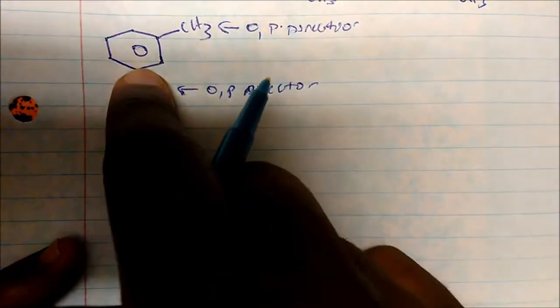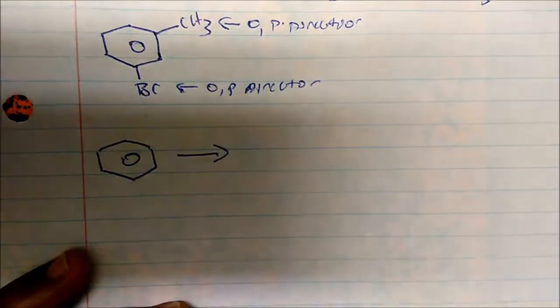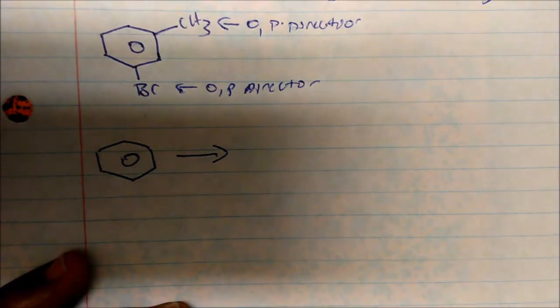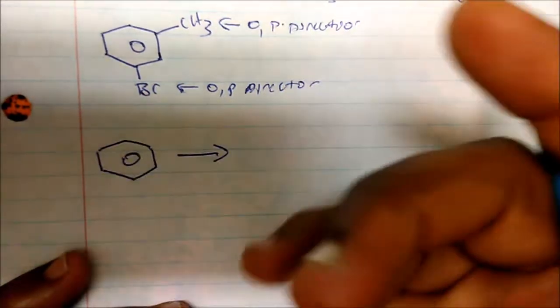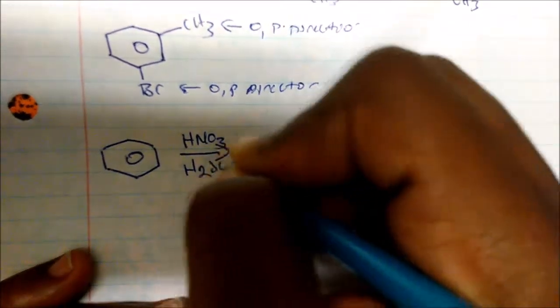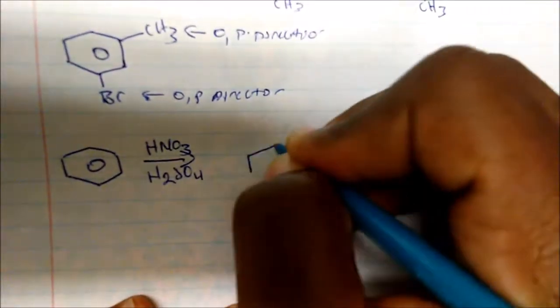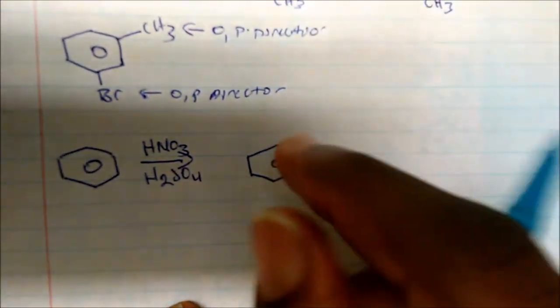So what if I want to synthesize this molecule from benzene? If I take benzene, which one would I add first? Because they're meta with respect to each other, we know a good meta director, and it's the nitro group. So if we nitrate first, with nitric acid and sulfuric acid, we actually get the nitro group. Now where will I put the nitro group?